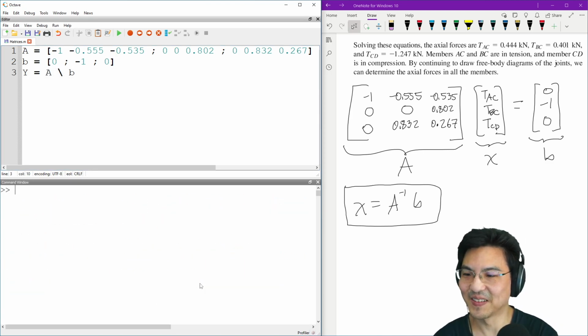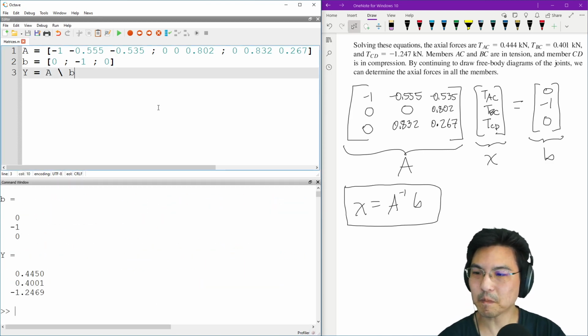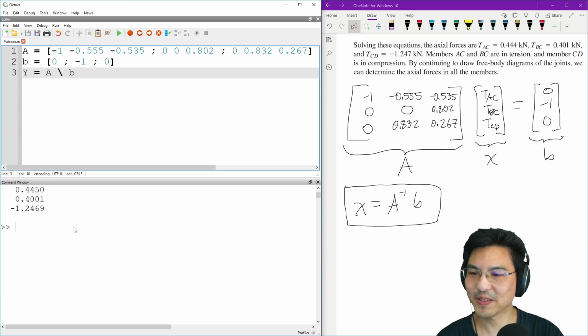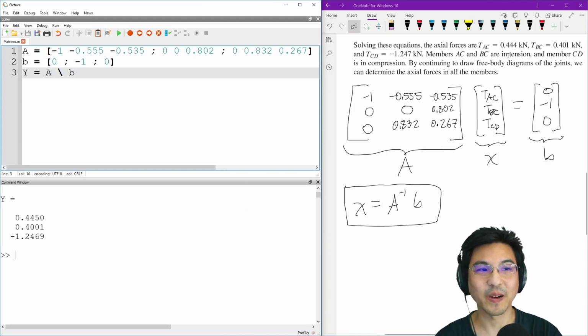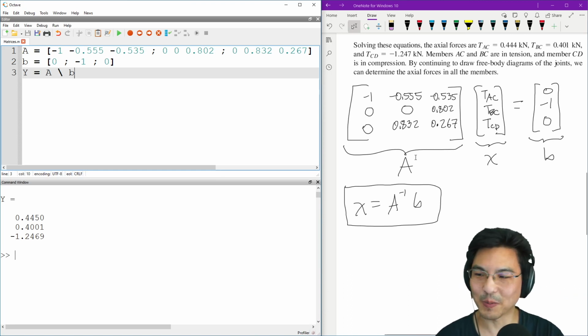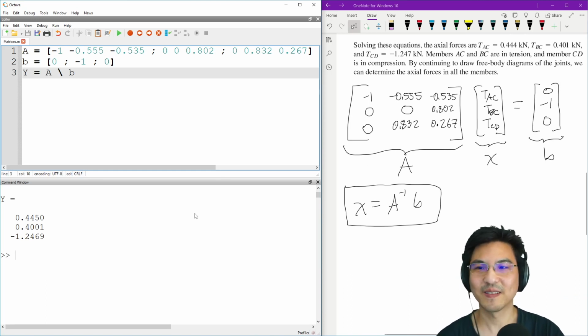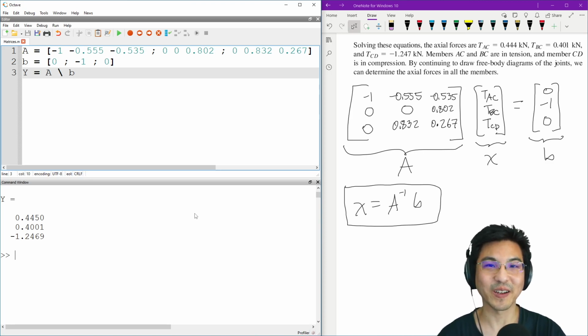Okay, so let's run it. And here we have our answer, and compare it to what we were expecting. See up here, 0.444, 0.401, minus 1.247, and of course there's round-off error as I was expecting. But now you know how to do it. I encourage you to give it a try, build up your skill in using the computer to do these things, and add it to your resume.